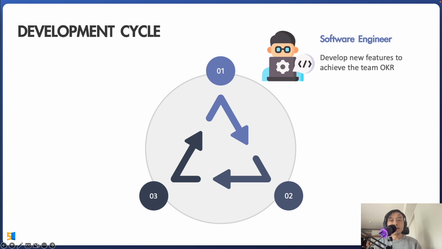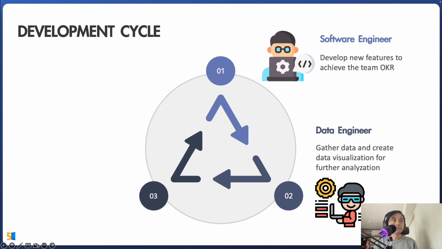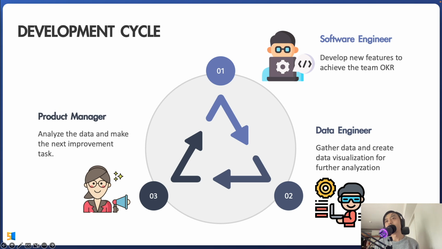So that's why in the development cycle, after we produce new features and then we deploy them, a data engineer's job is to gather the data and create data visualizations so we can analyze the patterns and the metrics, right? And data engineers will communicate and work closely, tightly with product managers, right? Product managers will analyze the data and make the next improvements or tasks, right?